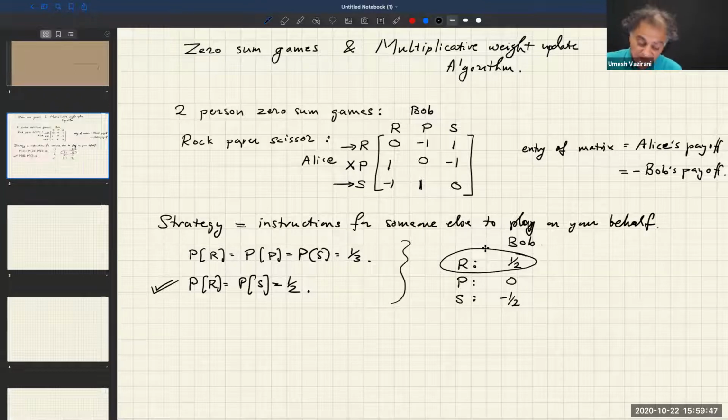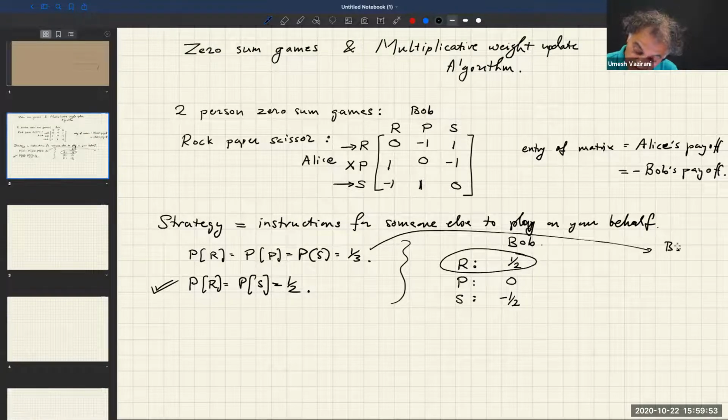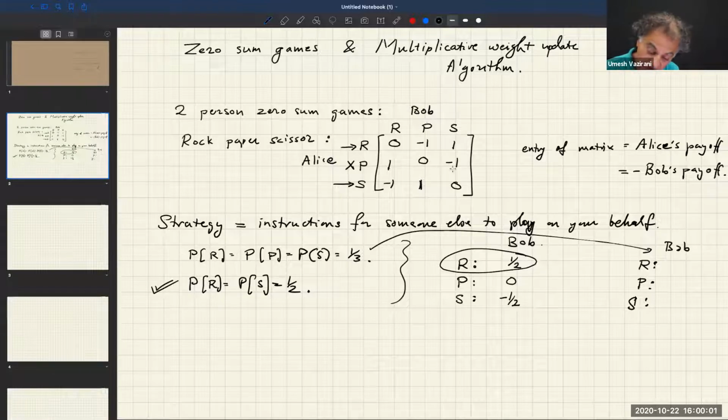On the other hand, if you work it out for this strategy, it doesn't matter what you would play as Bob, because in each of these 3 cases, your payoff would be 0. Expected payoff would be 0. And so that really sounds like an optimal strategy for Alice to actually use.